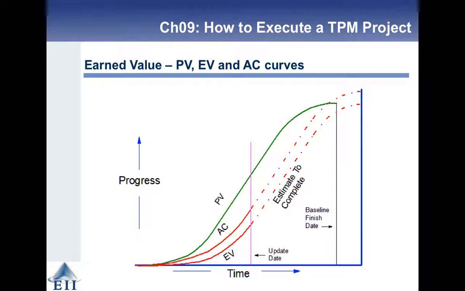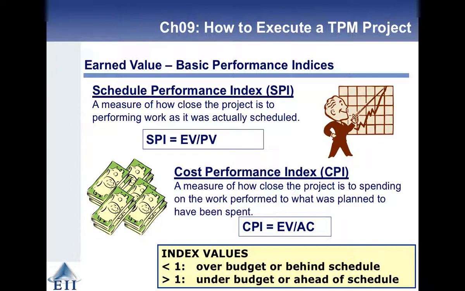And then we can forecast a little bit what's likely to happen and perhaps when we're likely to finish. And the two numbers that I suggested you use are the SPI and CPI, the Schedule Performance Index and the Cost Performance Index. The SPI is the earned value over the planned value, and the Cost Performance Index is the earned value over the actuals.